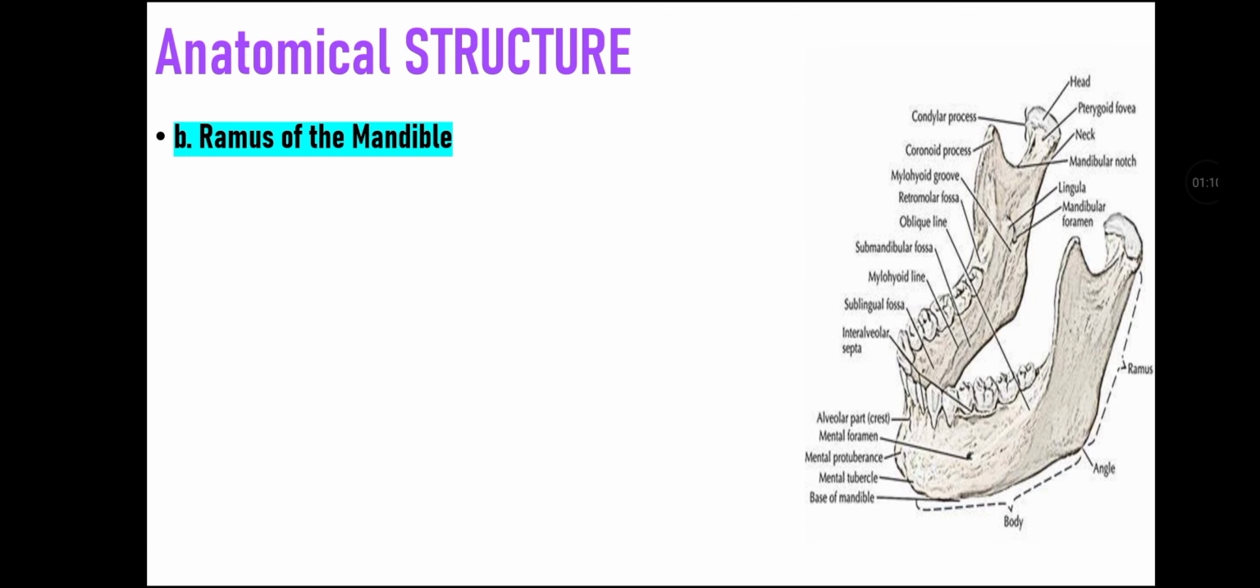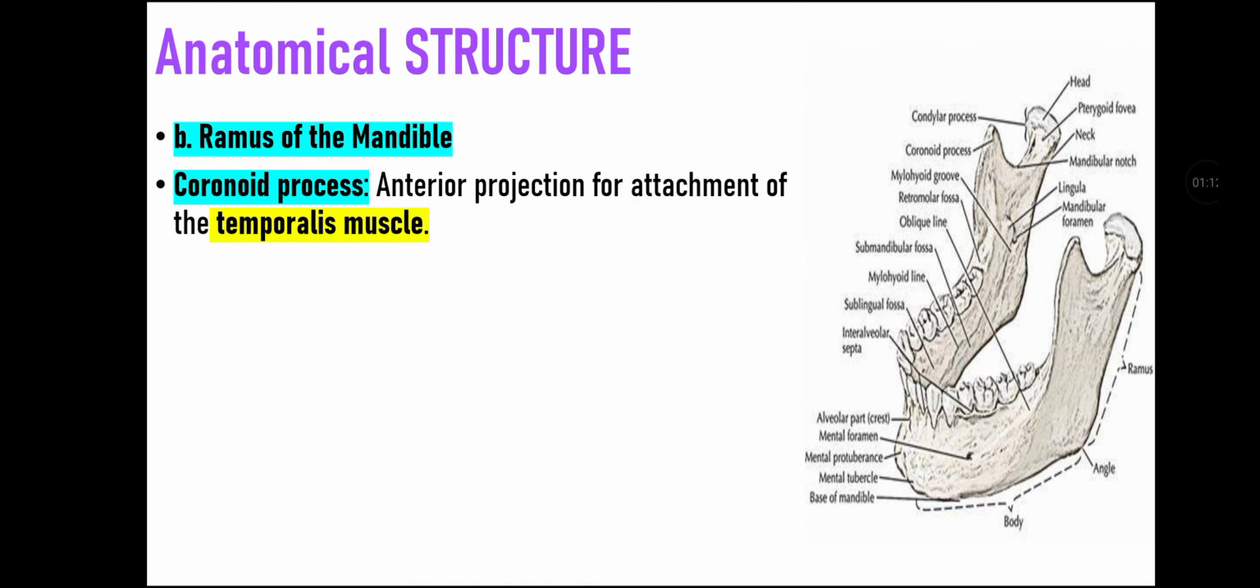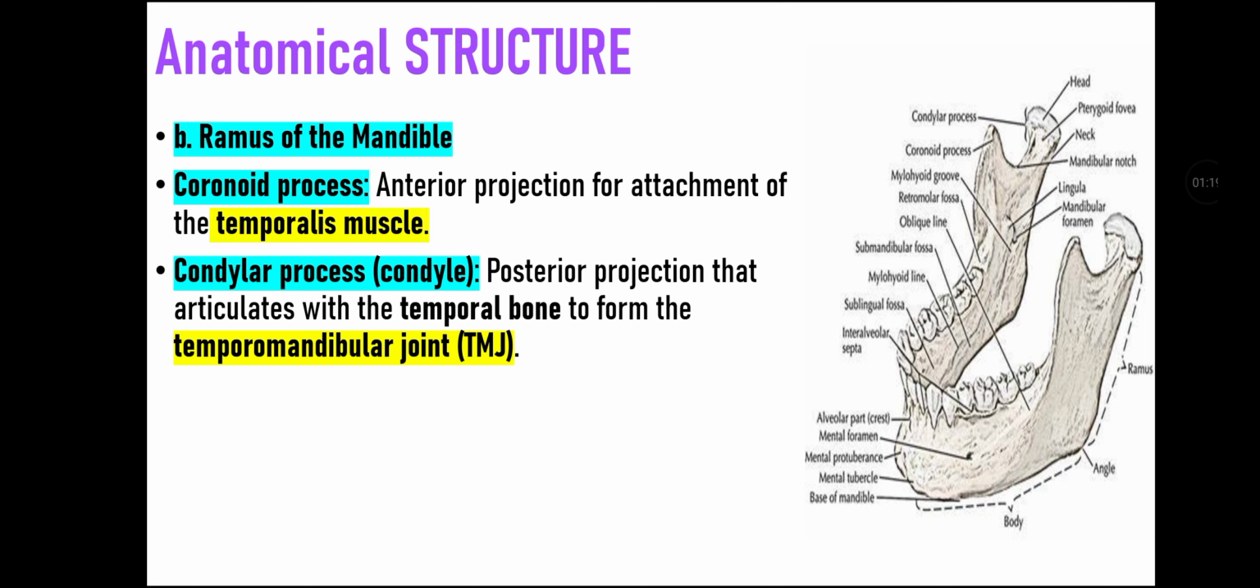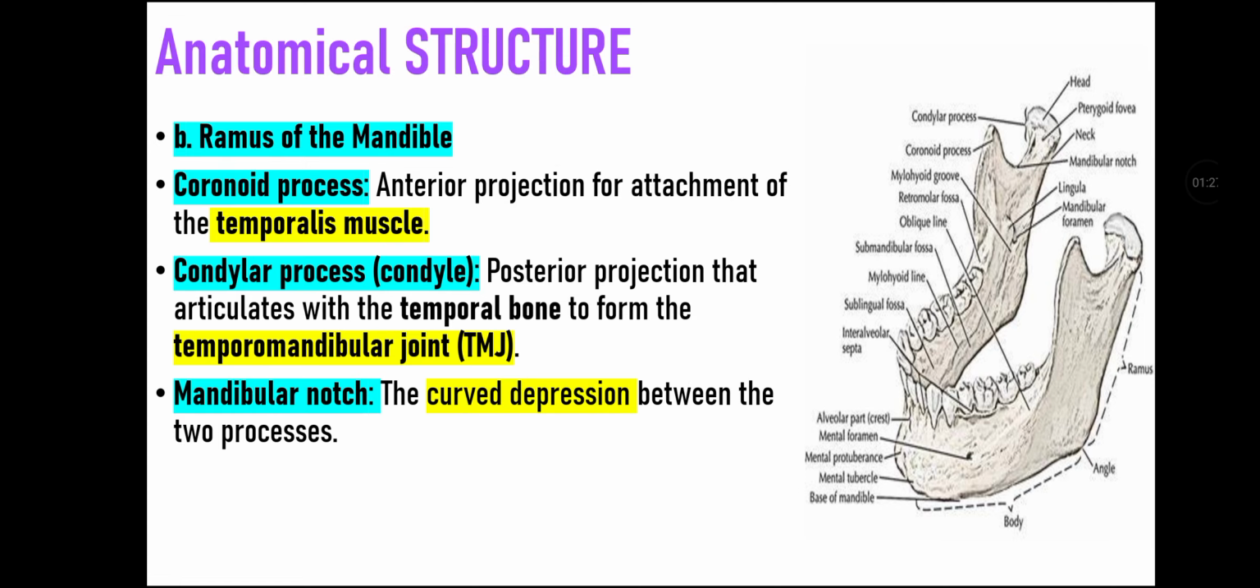Further, we will talk about the ramus of the mandible. It has a coronoid process, that is the anterior projection for attachment of the temporalis muscle. It has a condylar process, also called the condyle. It is a posterior projection that articulates with the temporal bone to form the temporomandibular joint.